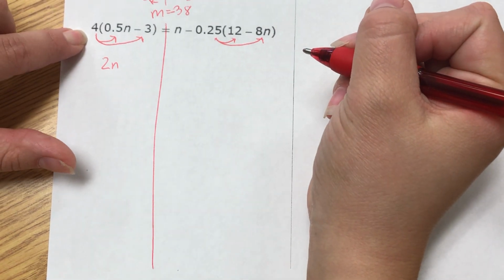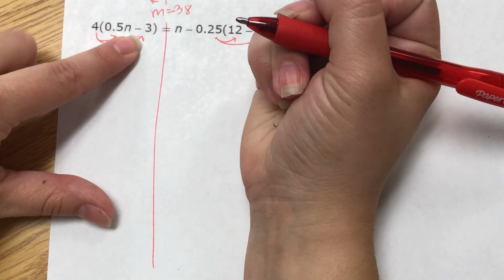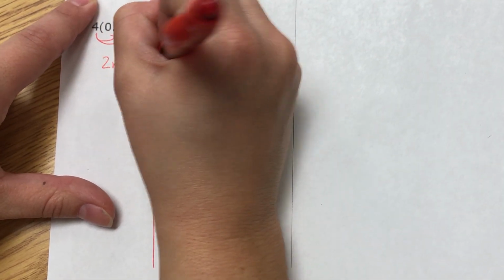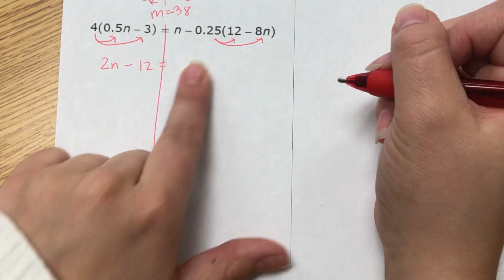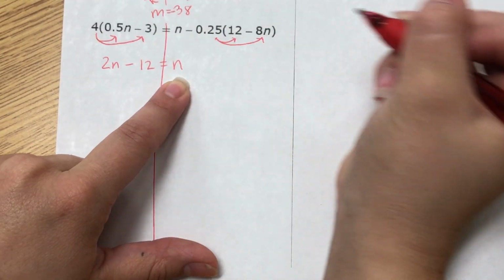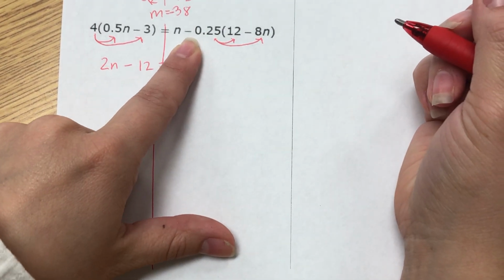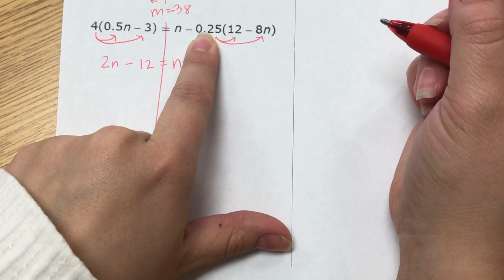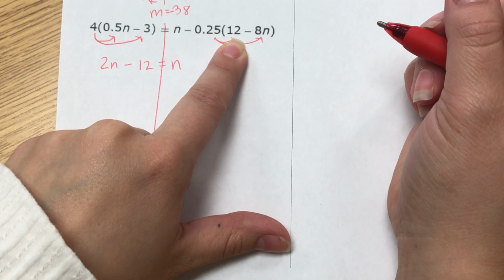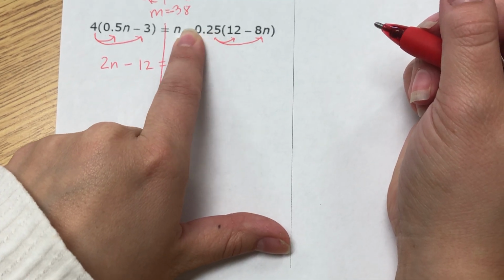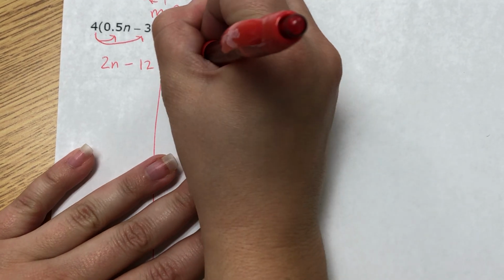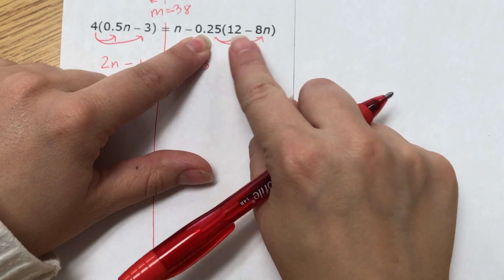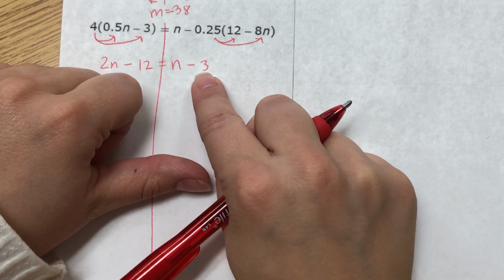And then I take 4 and multiply it times 3. It was considered a -3 because of the subtraction sign right there, so I'm going to write a -12. Over here, I write the n because it did not have anything to do with the distributive property. And then I have a -0.25 times 12. This is considered the same thing as taking a fourth of 12. And this is also considered a negative, so pay attention to that. The answer for this one is negative 3. 0.25 times 12 is 3, but it was a negative, so I leave it a negative.